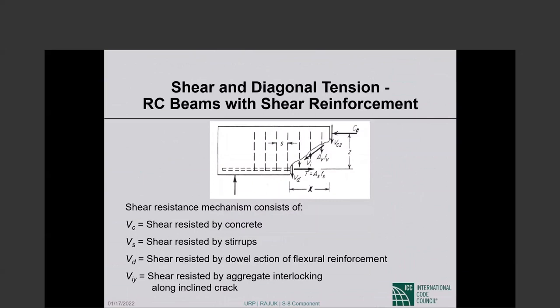Now we come to shear and diagonal tension in reinforced concrete beams with shear reinforcement. That is the shear reinforcement, as you see in the picture. The same diagonal crack, same uncracked concrete section. This is the aggregate interlock force. This is the shear carried by dowel action and so forth. So the shear resistance mechanism consists of V sub C, shear resisted by the concrete as before. V sub S, shear resisted by the stirrups, that is new. V sub D, shear resisted by dowel action of flexural reinforcement. And V sub iy, shear resisted by aggregate interlocking along the inclined crack.